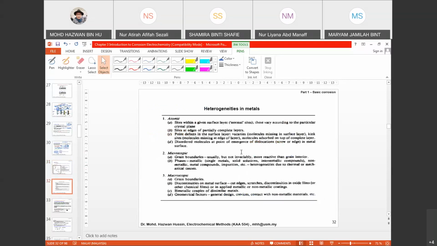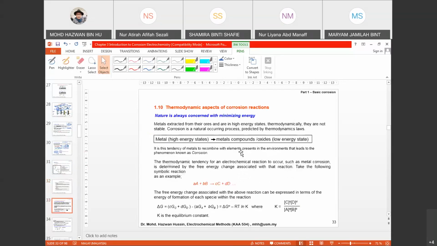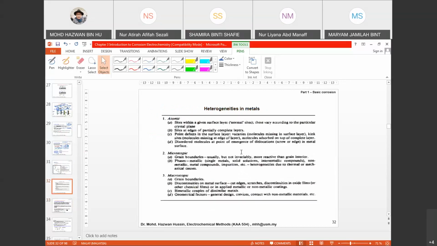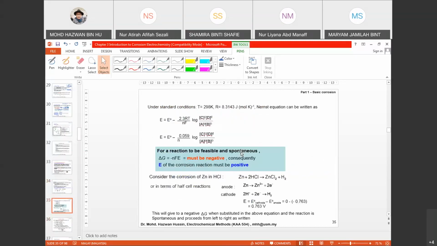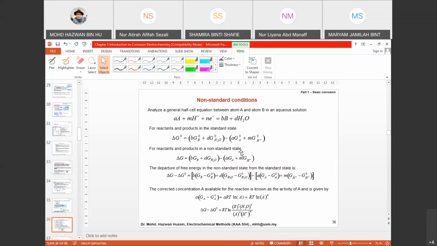Another thing is the heterogeneity in metals due to atomic, microscopic, and macroscopic reasons. This is actually due to the grain boundaries. Grain boundaries always happen when you have alloys, because grain boundaries form when you have a separation of different phases, alpha, beta, or whatsoever. For the thermodynamic aspect of the corrosion reaction, we will continue next week in the next class.